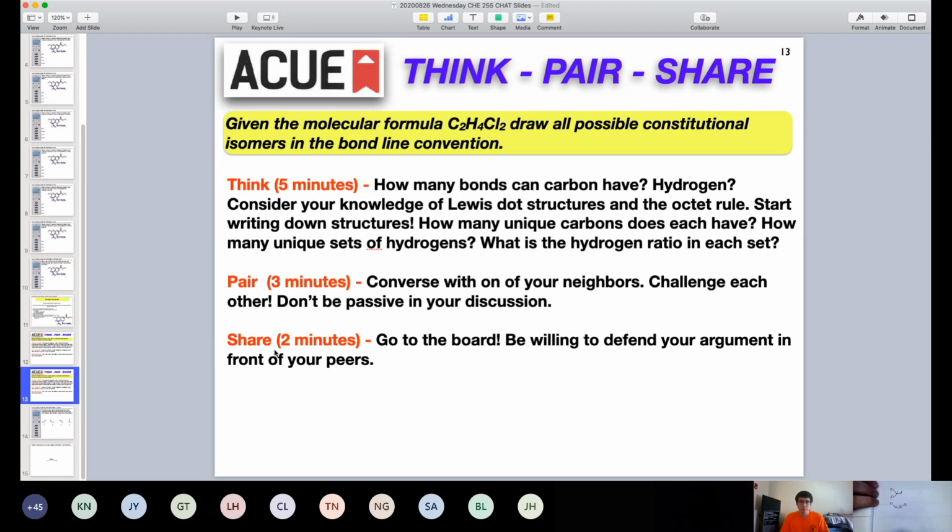Let me show you something, because I think this may have confused people. I just redrew this molecule this way. This and this are the exact same thing. They are not constitutional isomers. This and this are the same thing. Those also are not constitutional isomers. They are equal to one another.